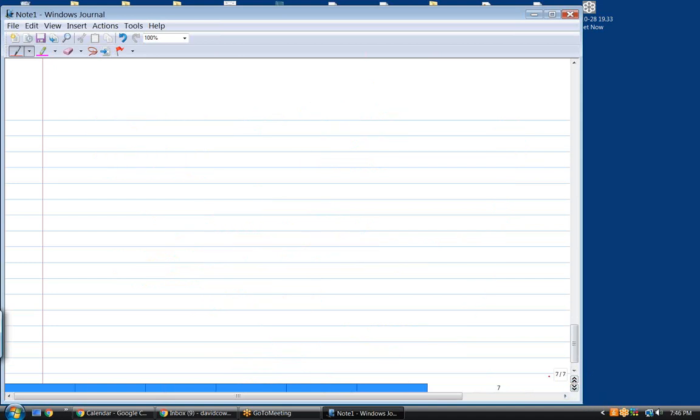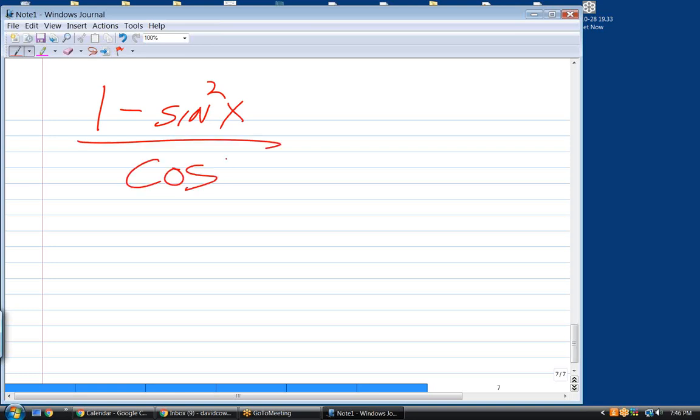Okay, the next one is 1 minus sine squared x over cosine x equals cosine x.